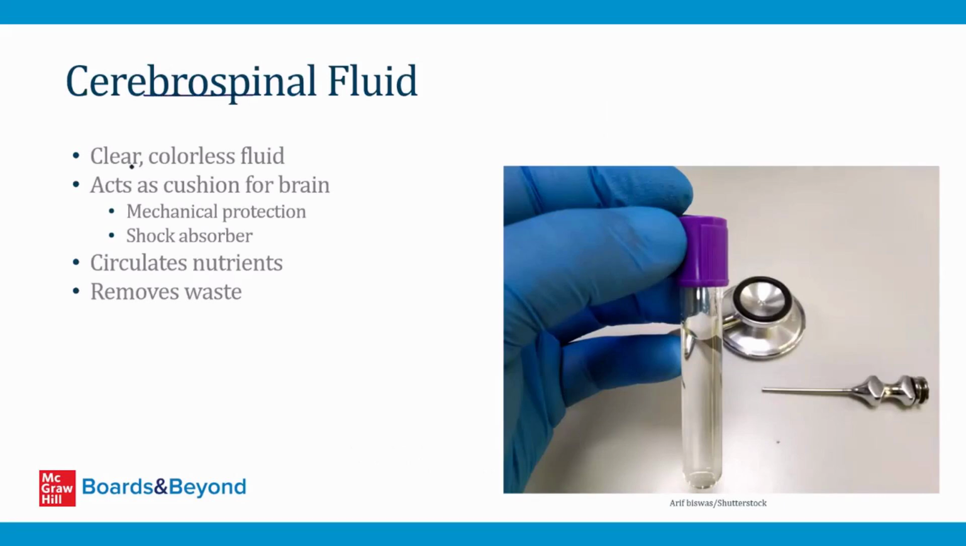So cerebrospinal fluid is a clear, colorless fluid. This is a tube of it in the picture here. You can see it almost looks like water. And it acts as a cushion for the brain. By having it present in the ventricles, it supplies mechanical protection and acts as a shock absorber. It also does some other things like circulating nutrients to different parts of the brain and helping to remove waste.